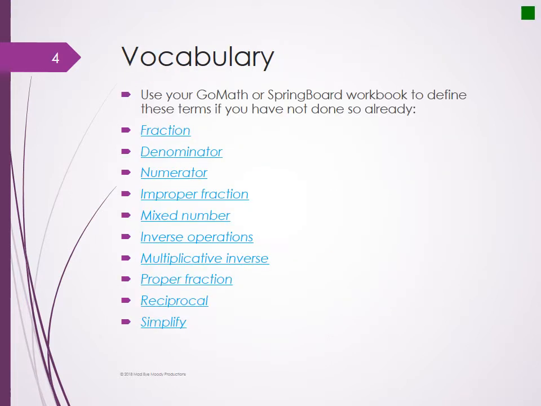Please use your Go Math or Springboard workbooks to define these terms in your 3-column vocabulary section if you have not already done so. If you already have these terms in there, you do not need to write them again, but you want to make sure that you have them in your semester 1 vocabulary section somewhere. Fraction, denominator, numerator, improper fraction, mixed number, inverse operations, multiplicative inverse, proper fraction, reciprocal, simplify.